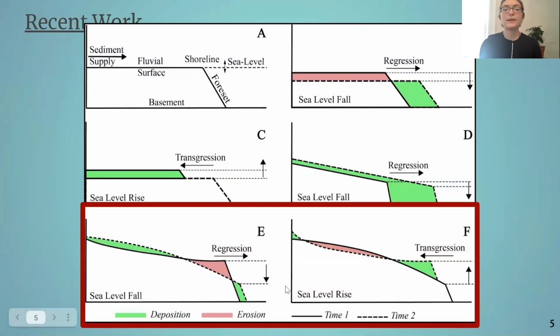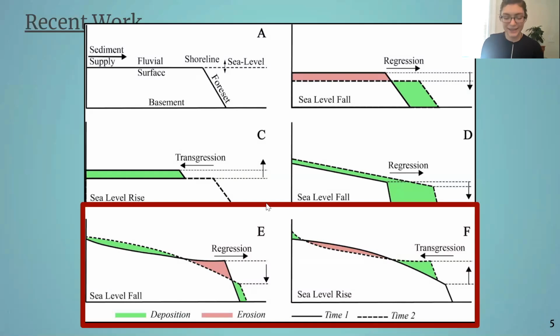Recent work, kind of depicted in this box in the bottom, builds on that slope to account for changes in curvature of the fluvial surface, which is an even more realistic way to model a delta. When we allow for curvature, this changes the patterns of erosion and deposition that we saw before.